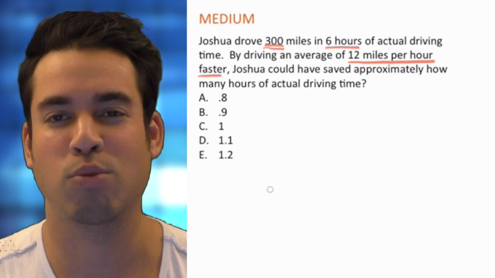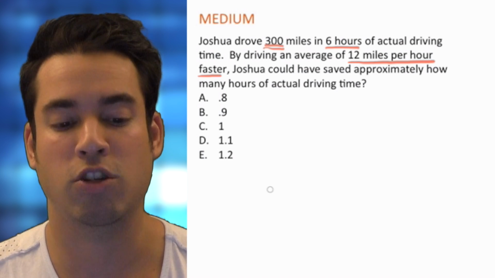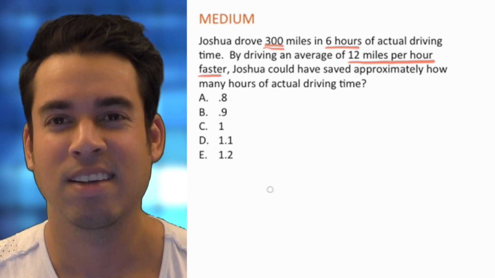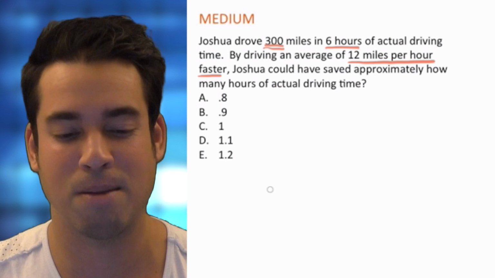we need to figure out, first of all, what was the actual miles per hour that he was driving at, and then see what 12 miles per hour faster would be, and then figure out how long it would take to go that 300 miles. So we're gonna do it step by step, right?